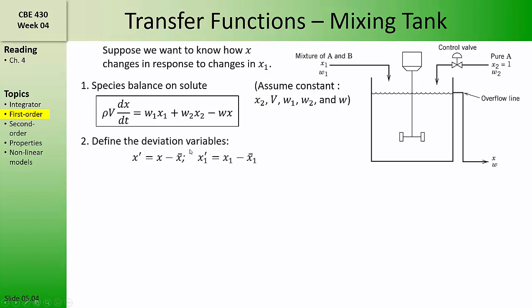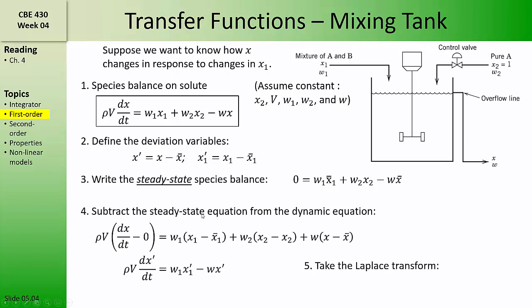We can define deviation variables, just like we did for the storage tank, and write the steady state version of the species balance by replacing the accumulation term with 0 and replacing each of the variables with their steady state values. We'll assume that W1, W2, and X2 are constants. Then we subtract the steady state equation from the dynamic equation to write the dynamic equation in terms of the perturbation variables. Finally, we take the Laplace transform of this model.